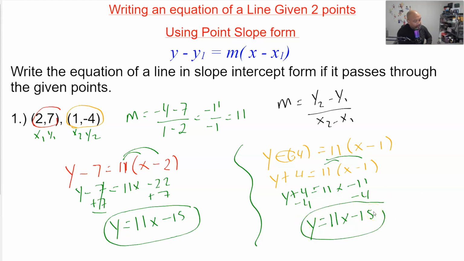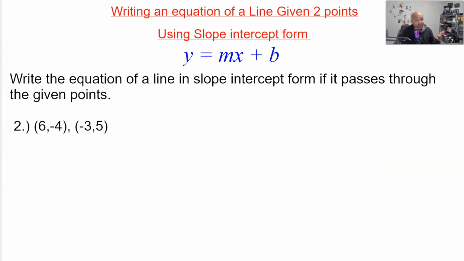All right? Now, that is one way we could do this, guys, using point slope form. The other method is using slope-intercept form. And again, it all depends on which method you prefer.